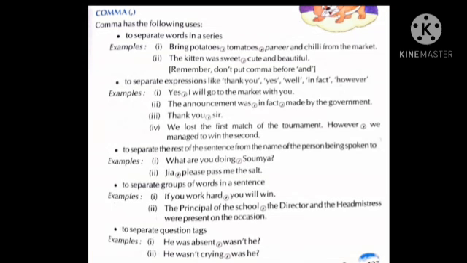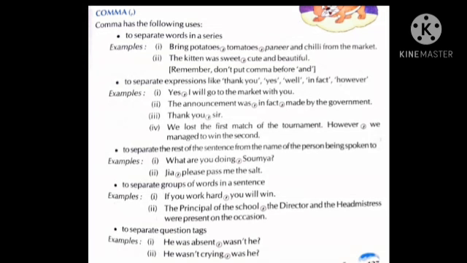So clear? Next rule is to separate the rest of the sentence from the name of the person being spoken to. We use comma to separate the rest of the sentence from the name of the person being spoken to. For example, what are you doing, Soumya? We have used comma before Soumya. Jia, please pass me the salt. After Jia, we have used comma to separate the rest of the sentence from the name of the person. Here the names are Soumya and Jia.